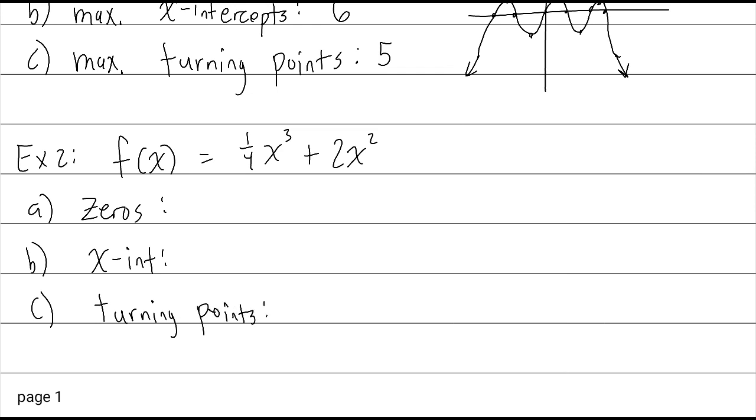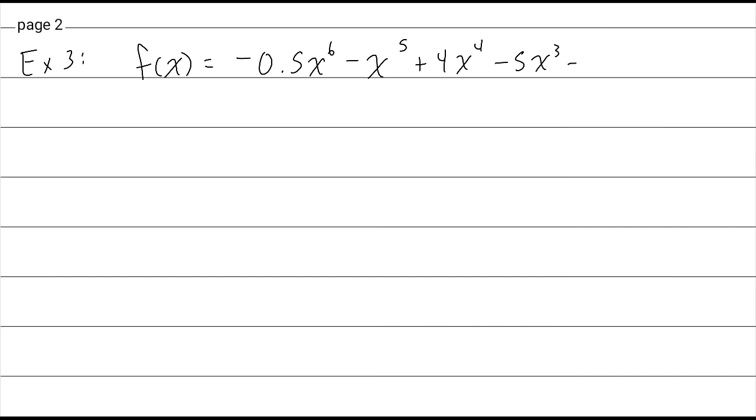All right, and so the degree, the highest exponent, is 3. So 3 real zeros, 3 x-intercepts, and 1 less than 3 is 2, so 2 turning points. Easy enough, right?